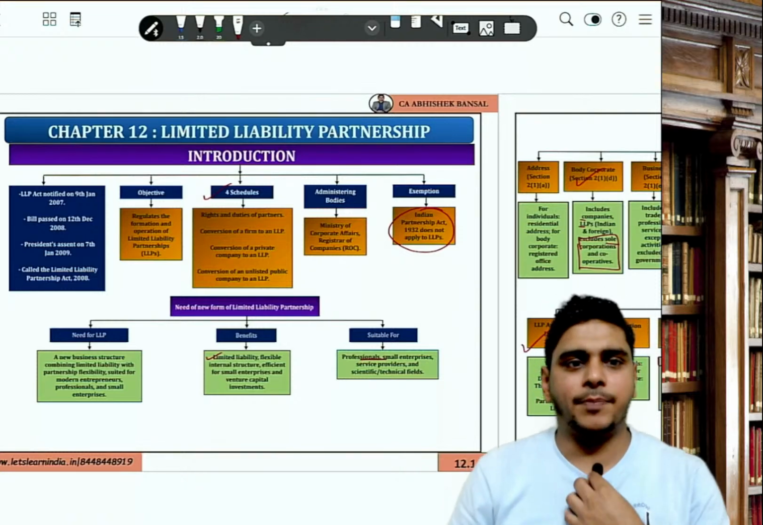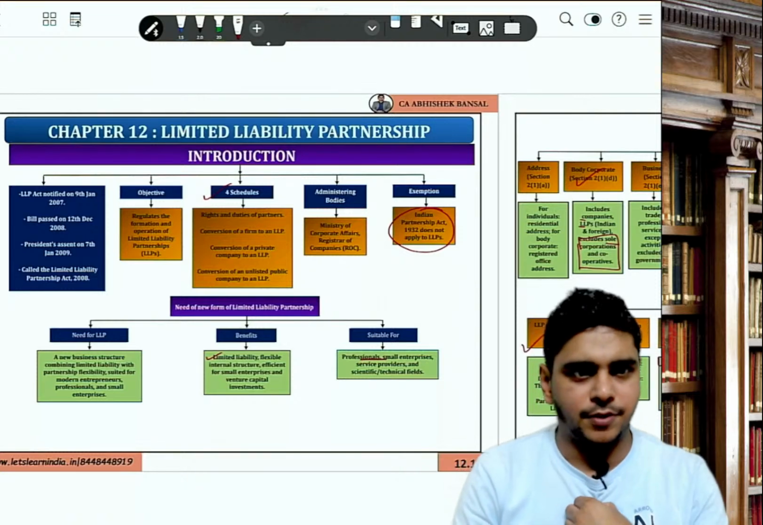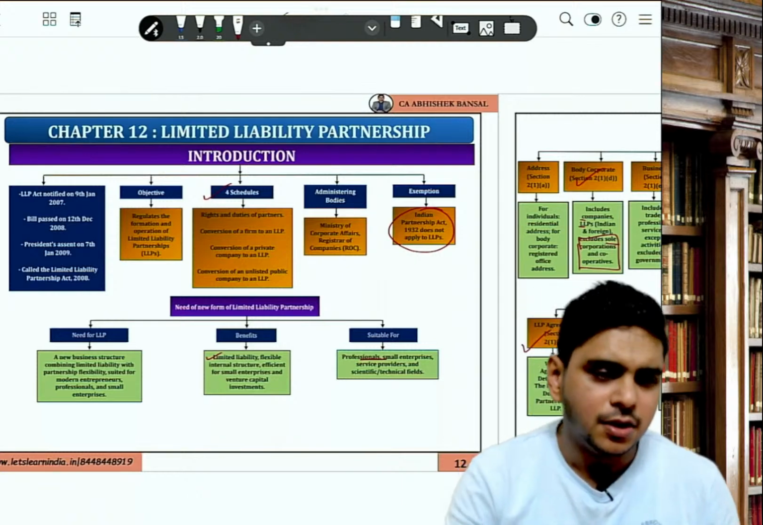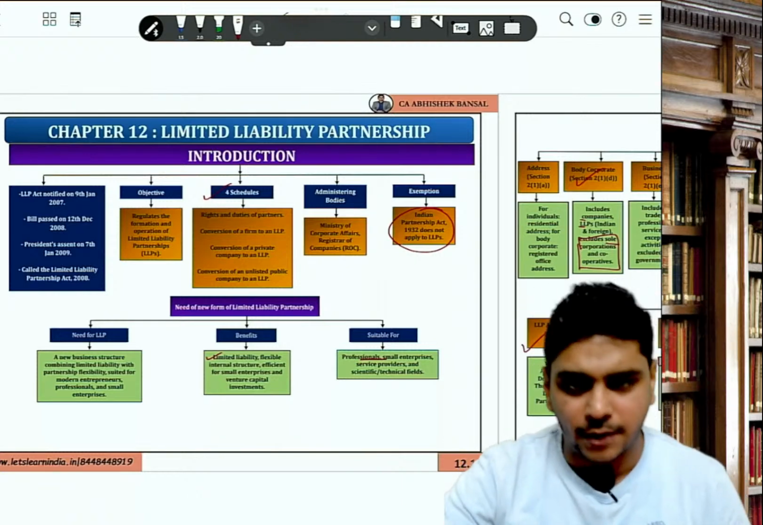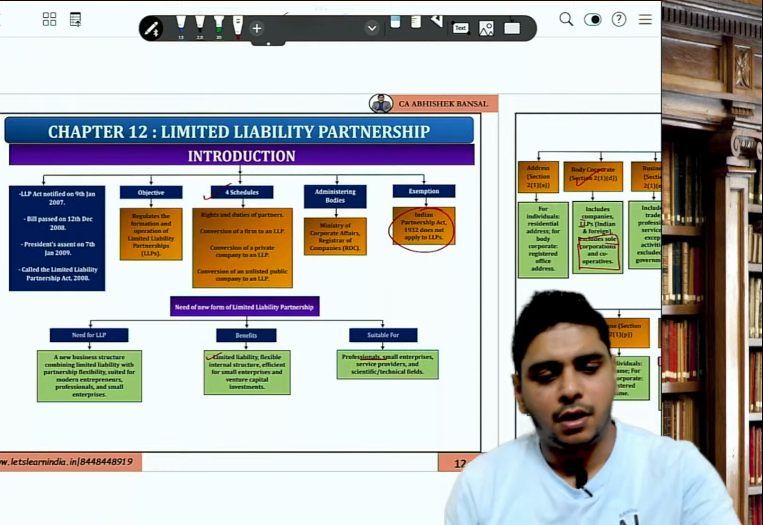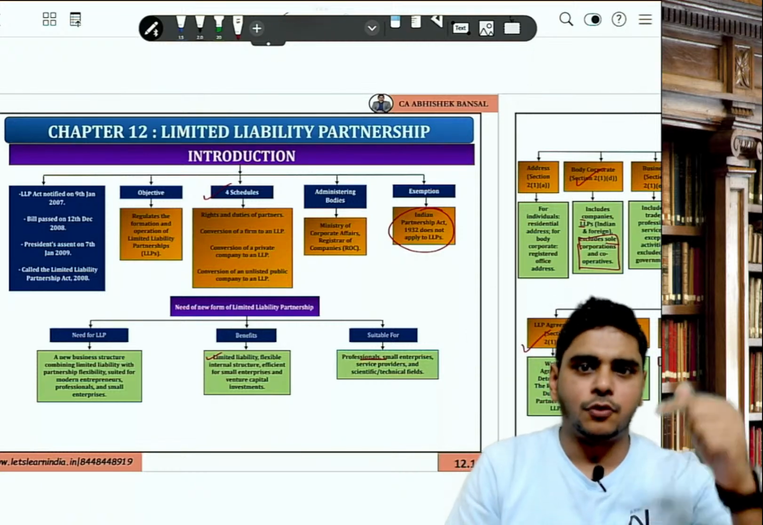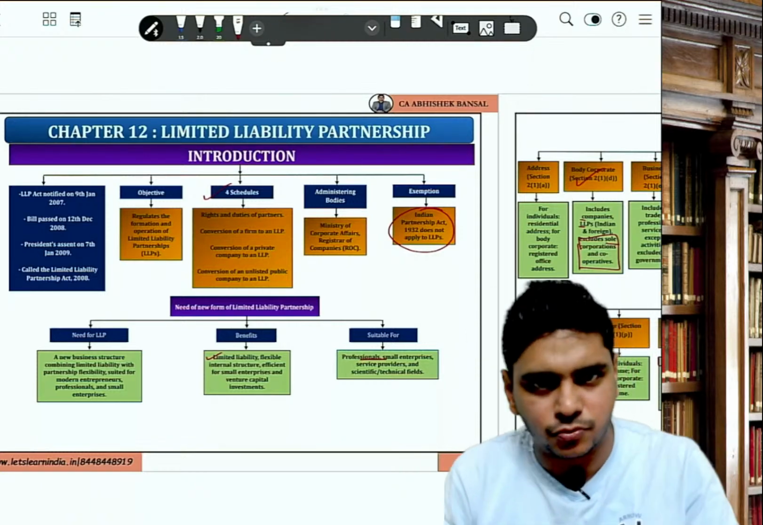Let's start LLP. Maua will be in the part of incorporation. Preksha, it will be in the incorporation part. So it is a very scoring, very easy chapter. It is close to 10 marks: 4 plus 4 plus 2, or 4 plus 2, or 4 plus 3 plus 2, it can come.